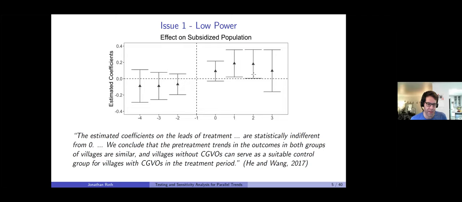If our outcome is COVID cases and our pretreatment data is from 2019, the pretreatment is probably pretty flat, but it may not tell us very much about what would have happened in 2020 and 2021. So there are some cases where the pretreatment is not very informative about the post-treatment, but under those types of assumptions, yeah.